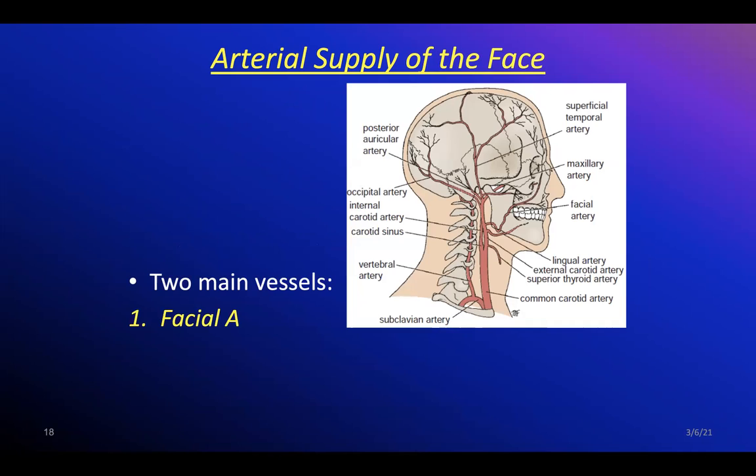We have blood supply. Start with the arterial blood supply of the face. The two main vessels are the facial artery and the superficial temporal artery.